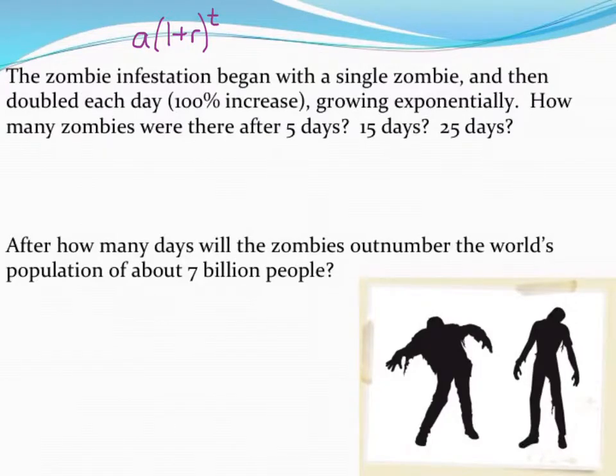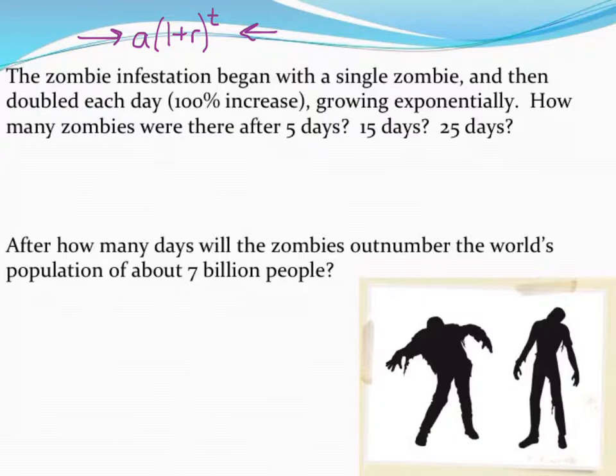Recall that our model for exponential growth is going to be this: A times (1 plus r) raised to the t. A represents my initial amount, how much I start with. The 1 is in there because we're always starting at 100% and then either adding or subtracting, depending on if we have an increase or decrease problem. r represents our growth rate or our decrease rate as a decimal, always, and then t represents time.